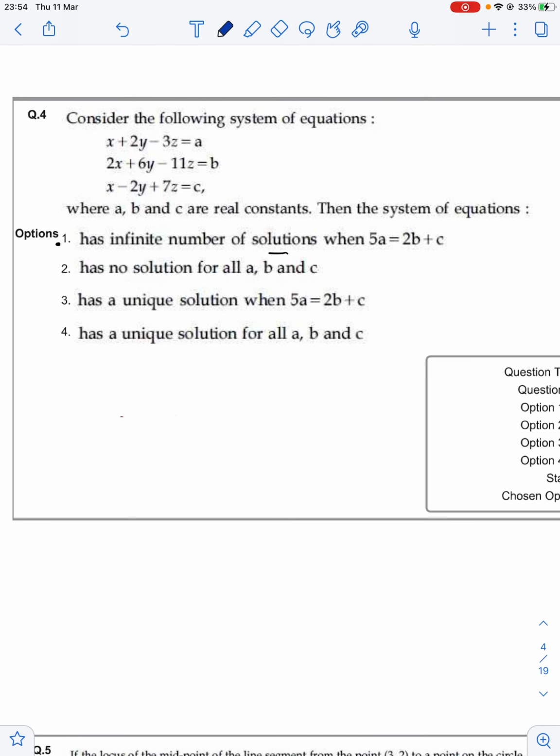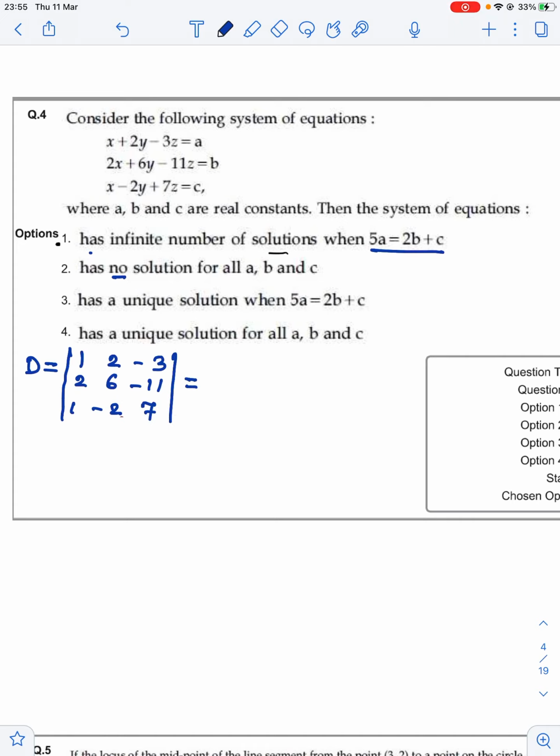Question number 4, again a simple application of a determinant. System of equations. They have given one system of equations for 3 equations. Now they need infinite number of solutions for what value or what relation of a, b, c, no solution and a unique solution. So for a unique solution, D certainly should not be 0. So first let us check D, that is the determinant of the coefficients, that is 1, 2, minus 3, 2, 6, minus 11, 1, minus 2, 7.